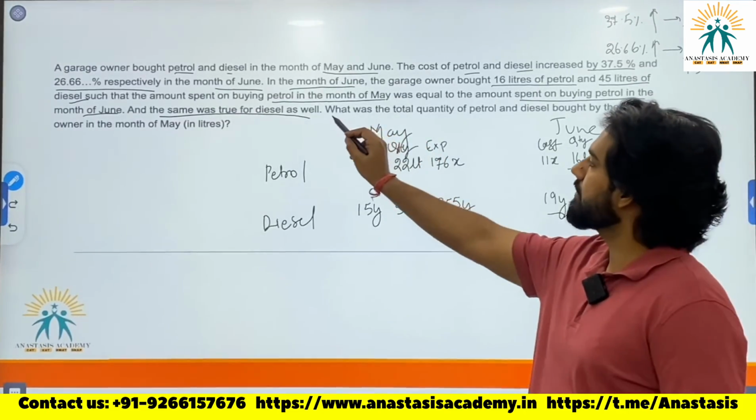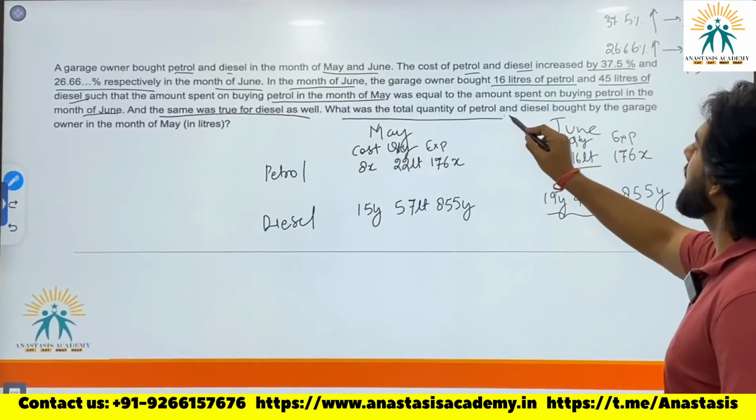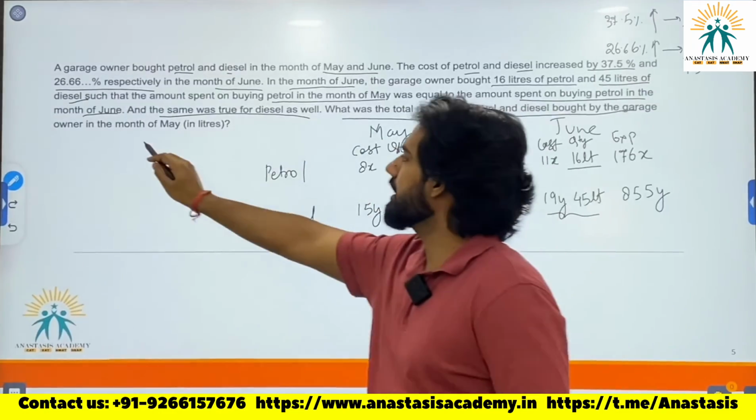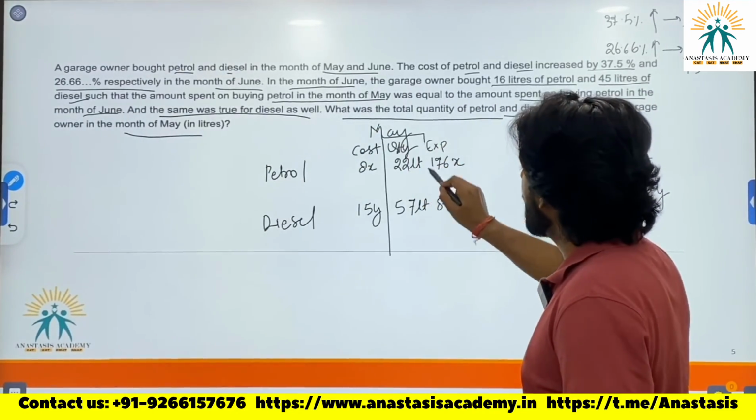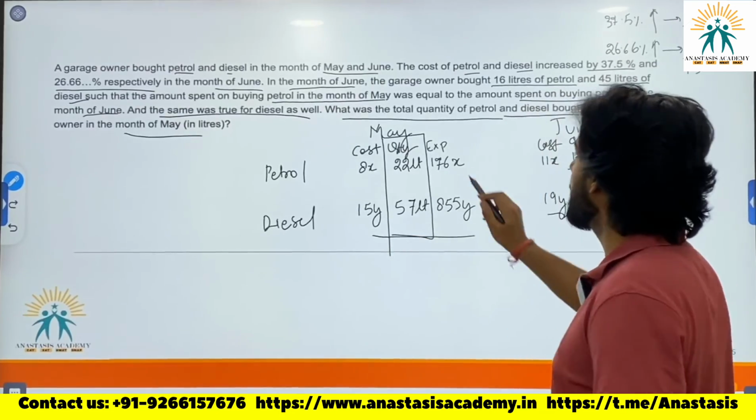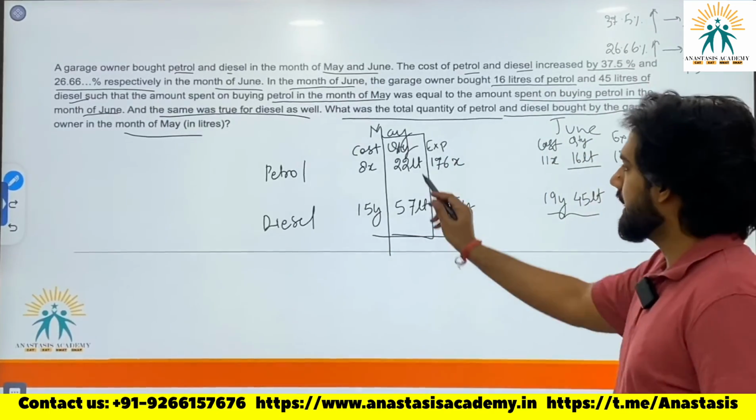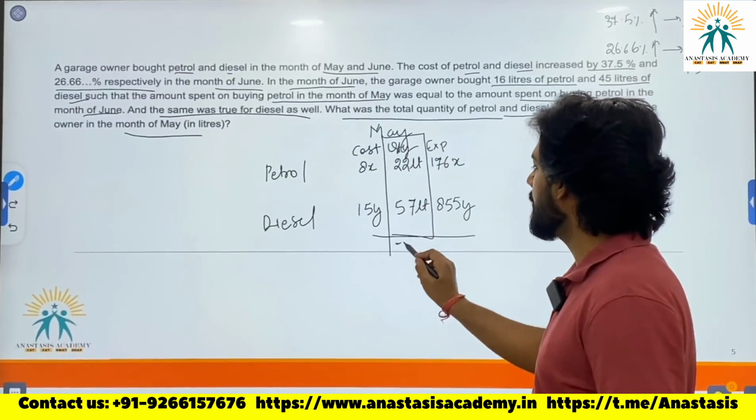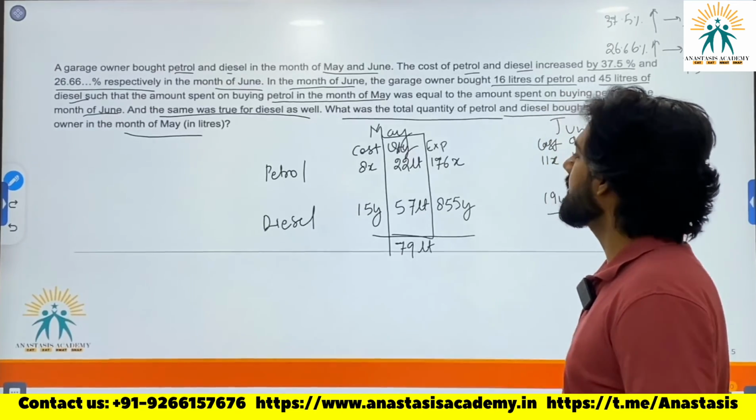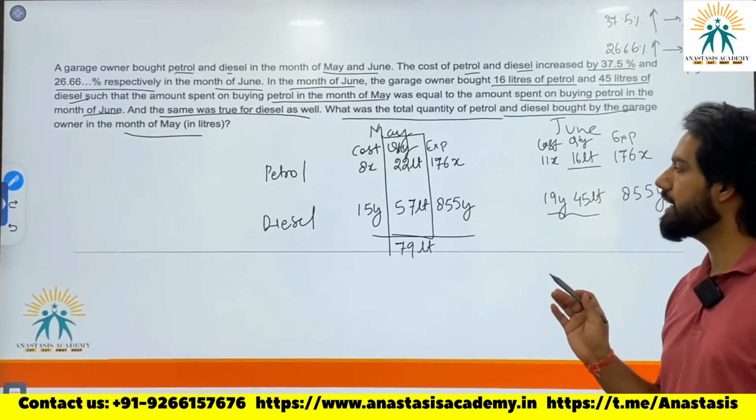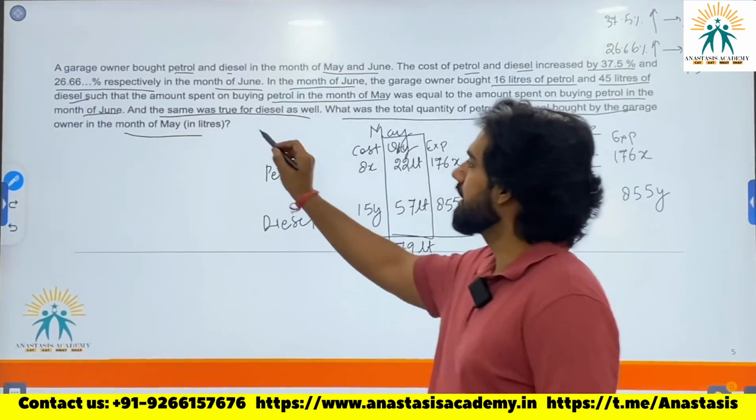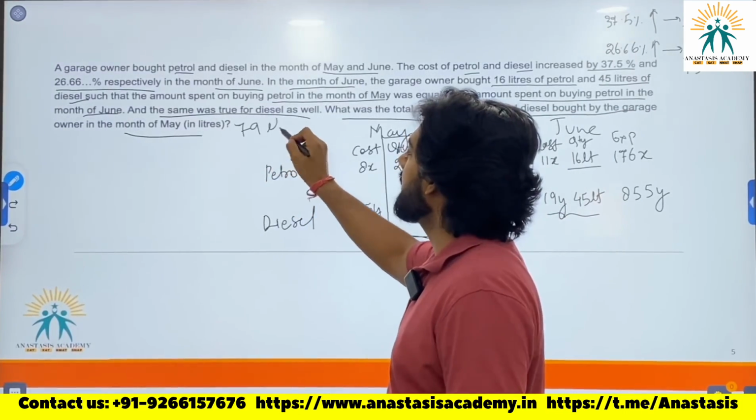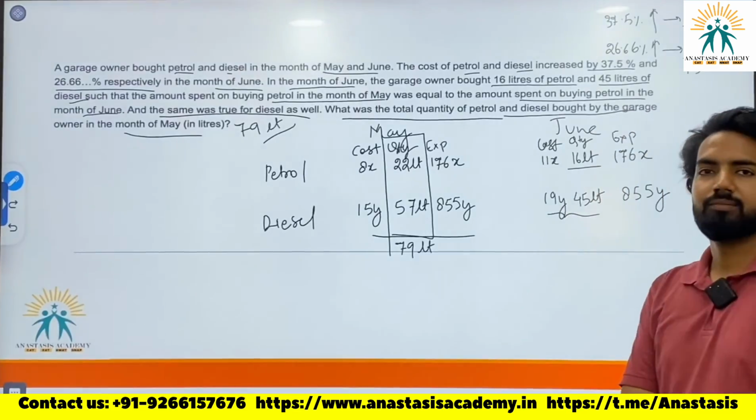Now it is asked, what was the total quantity of petrol and diesel bought by the garage owner in the month of May? I need to find the total quantity of diesel and petrol bought in May. That is 57 plus 22, 79 liters of petrol and diesel was bought in the month of May. Correct answer to this question is 79 liters. Next.